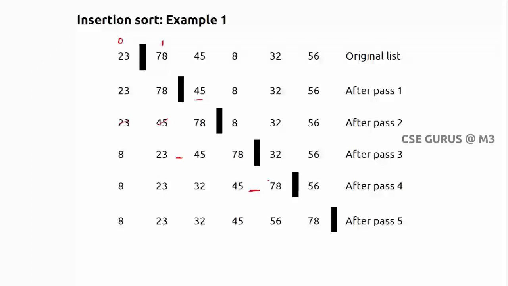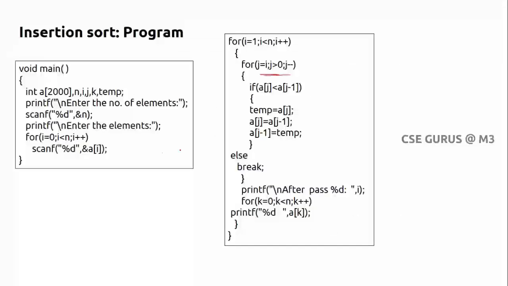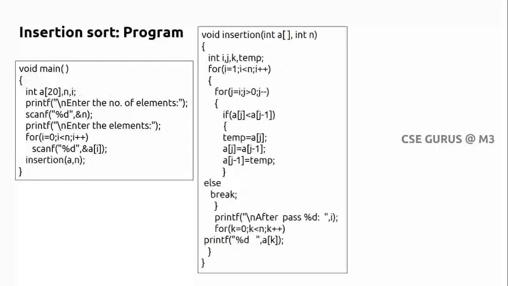This is swapping every time. Let us suppose I take 32 and 78, swap. And 32 and 45, swap. 32 and 23, no. So that's why break. So this is the logic here. Of course, here I have written it without a function. Here, if you see, this is with a function. I'm calling the insertion function. Here you can see the insertion function, the same code I have written. Else break, like this we can write, and we can execute it also.